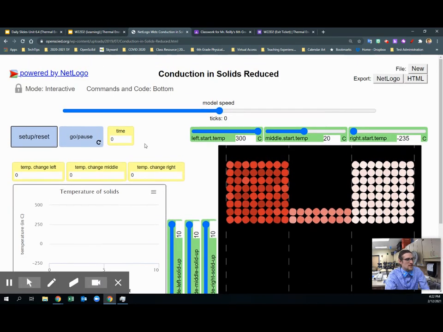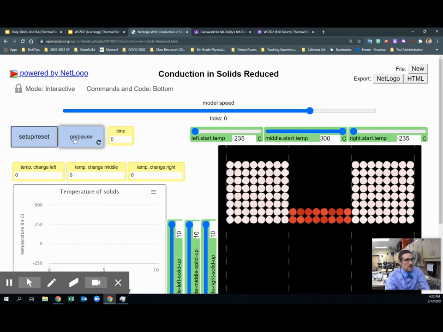We can reset it down to base. Some students said, "Oh, what if I make this one really cold also?" Right? What if I make this one very cold and I make this one crazy hot? What's going to happen then? Got to reset it, right?